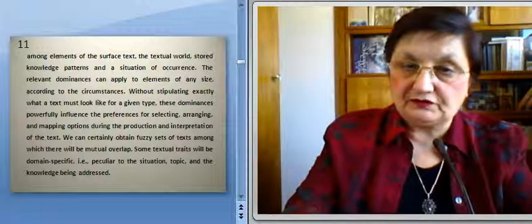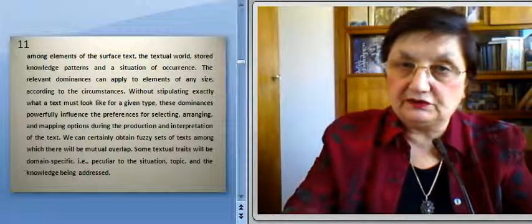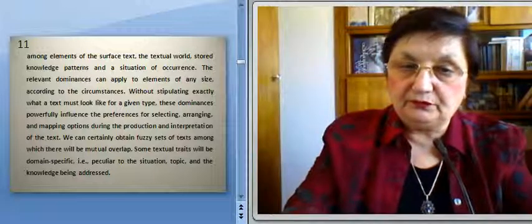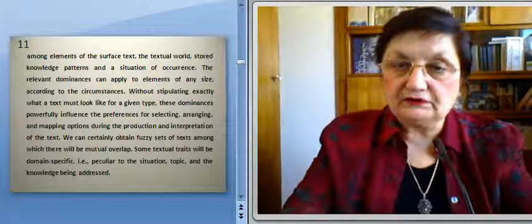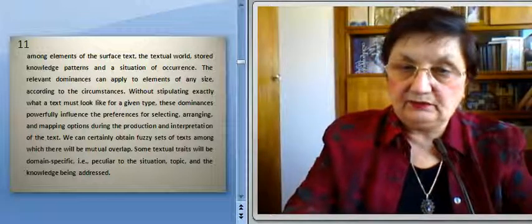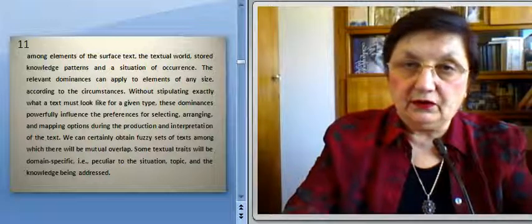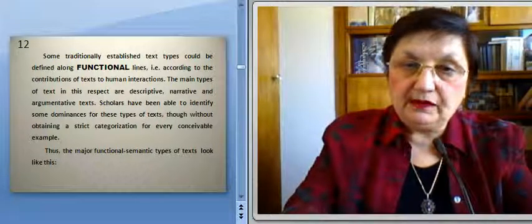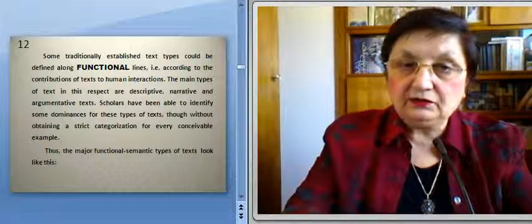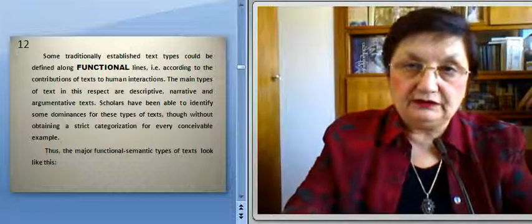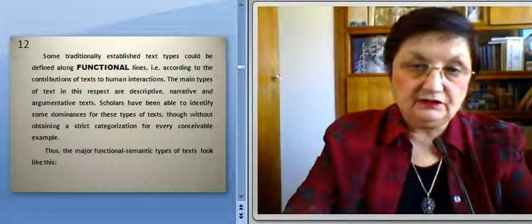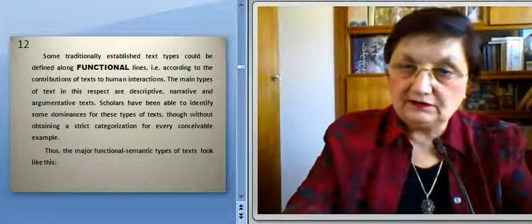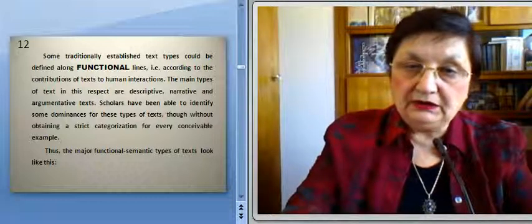We can certainly obtain fuzzy classes of texts among which there will be mutual overlap. Some textual traits will be domain-specific, that's peculiar to the situation, topic, and the knowledge being at rest. Some traditionally established text types could be defined along functional lines, that's according to the contributions of text to human interactions. The main types of text in this respect are descriptive, narrative, and argumentative texts. Scholars have been able to identify some dominances for these types of texts, though without obtaining a strict categorization for every conceivable example.